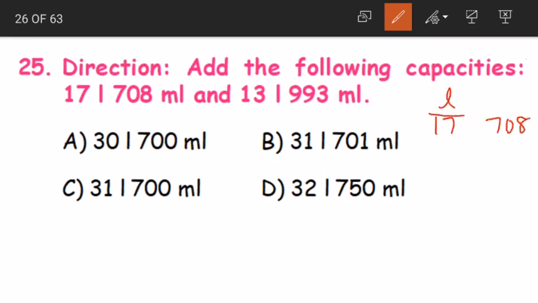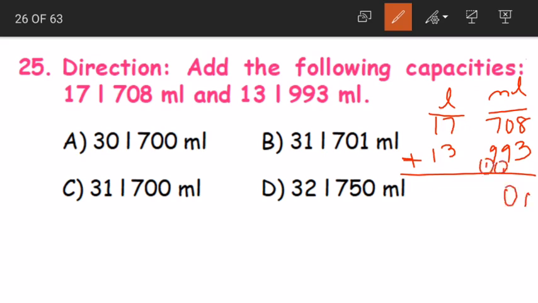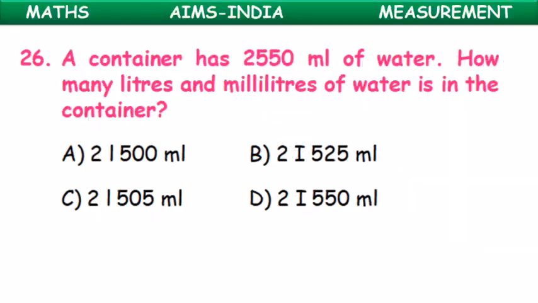17 liters, 708 milliliters, 13 liters, 993 milliliters. Add both the capacities. 10, then we are having 17, 7 plus 3 10, 10 plus 1 11, 1 plus 1 2, 2 plus 1 3, 31 liters, 701 milliliters. This is the total of the given capacities, that is option B.